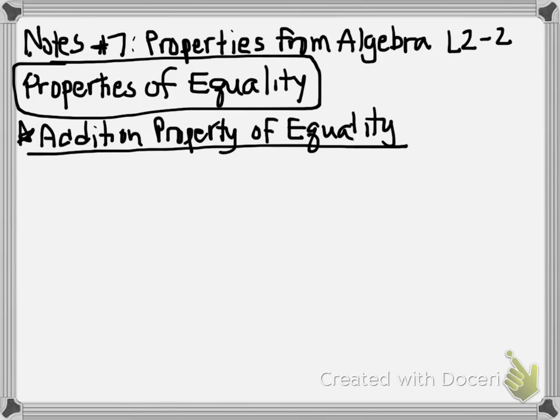So the way that you've seen it looks like this. If A equals B, then A plus C is equal to B plus C. When you are treating both sides of an equation by doing the same operation, you have not changed the value of the problem. So that's a common one.